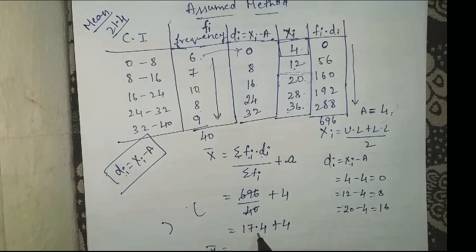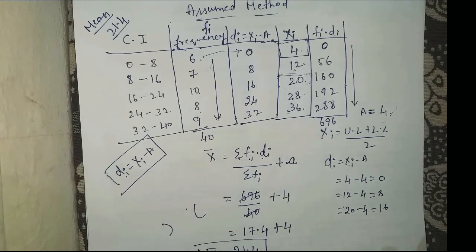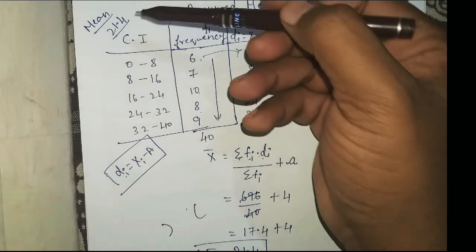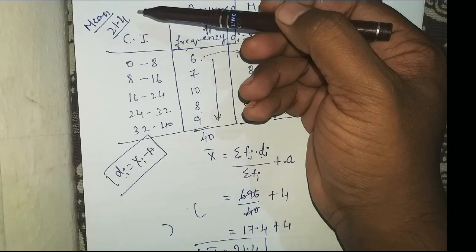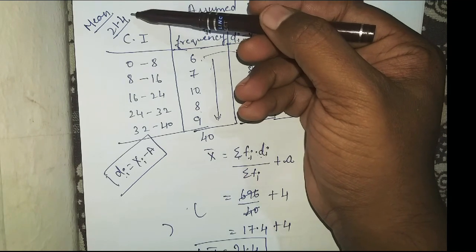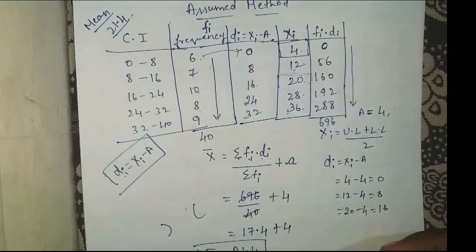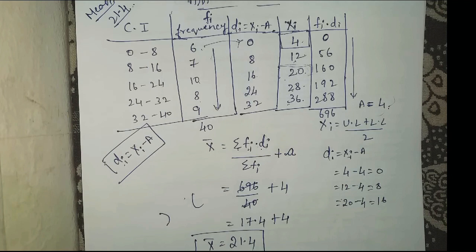So what is the mean now? 17.4 plus 4 is nothing but 21.4. So this is the mean by the assumed mean method. Okay, once again, last class I taught you the direct method and we got the answer 21.4. The same value we got while doing the assumed mean method, 21.4.